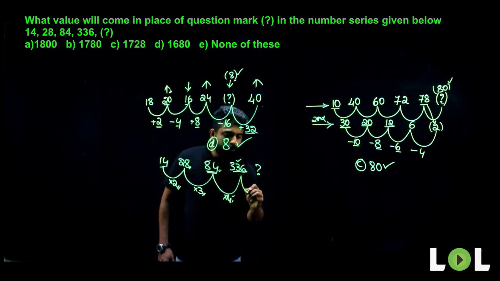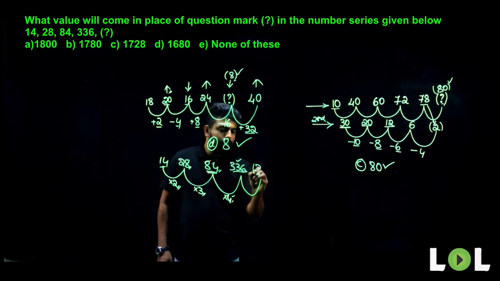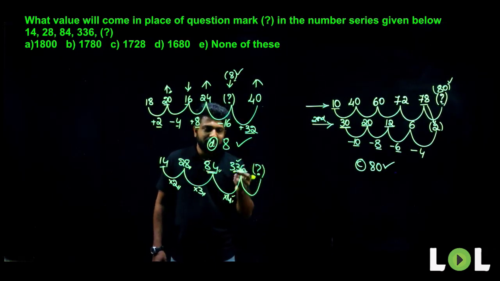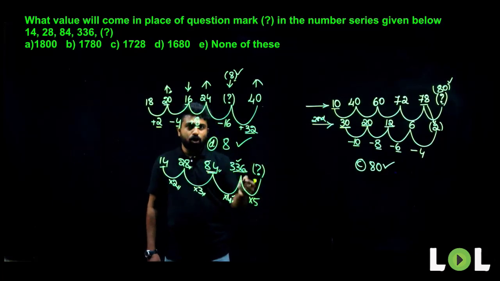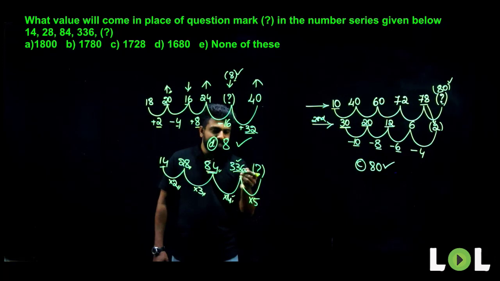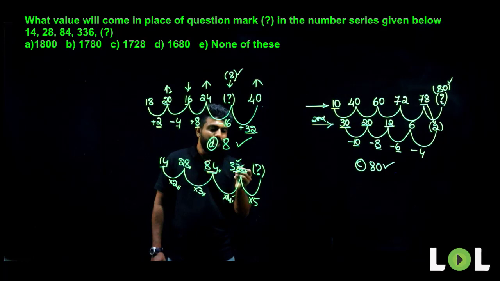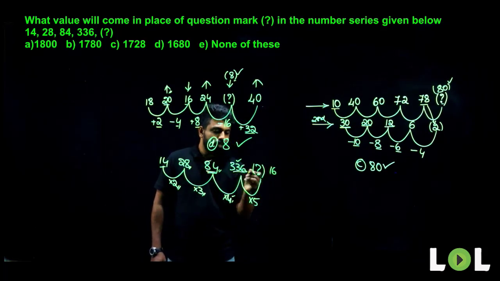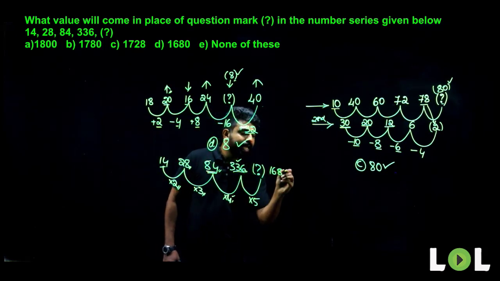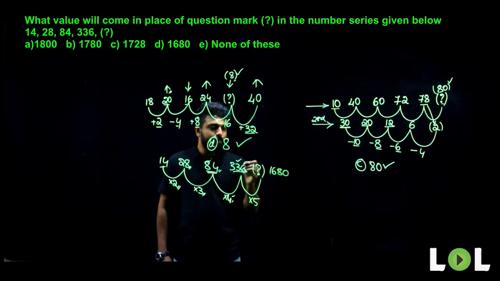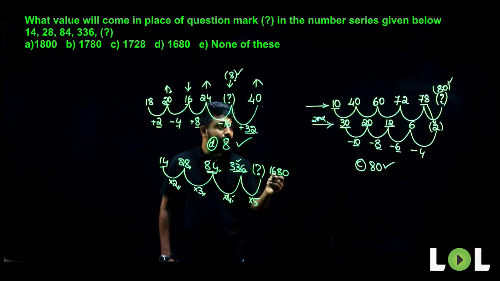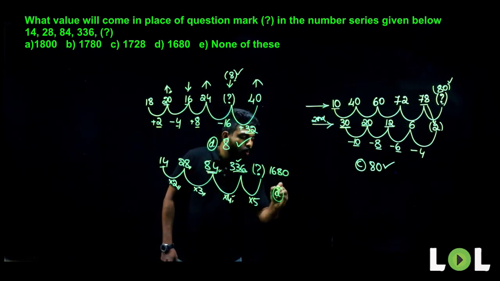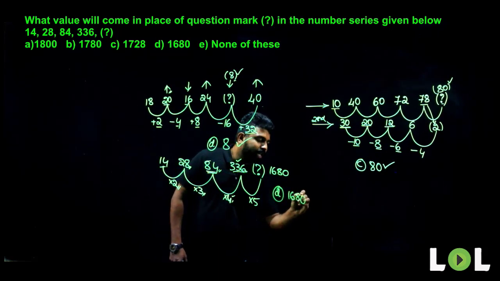So what should be my next logic here? How can I get my missing term here? I need to multiply 336 with what number? I need to multiply 336 with 5 to get the missing term here. What will I get if I multiply 336 by 5? I'll be getting 168. 336 divided by 2 is 168. So 1680. I'll be getting 1680 as my missing term. Do we have that in our options there? Yes. Option D, 1680 will be my final answer.